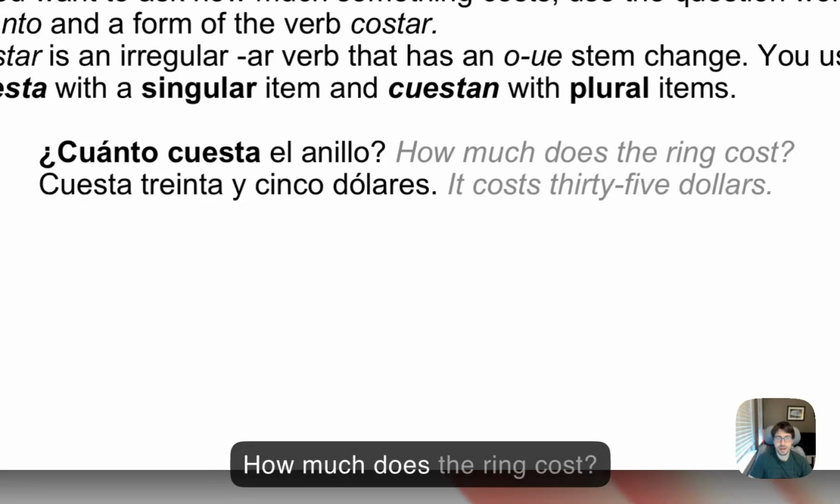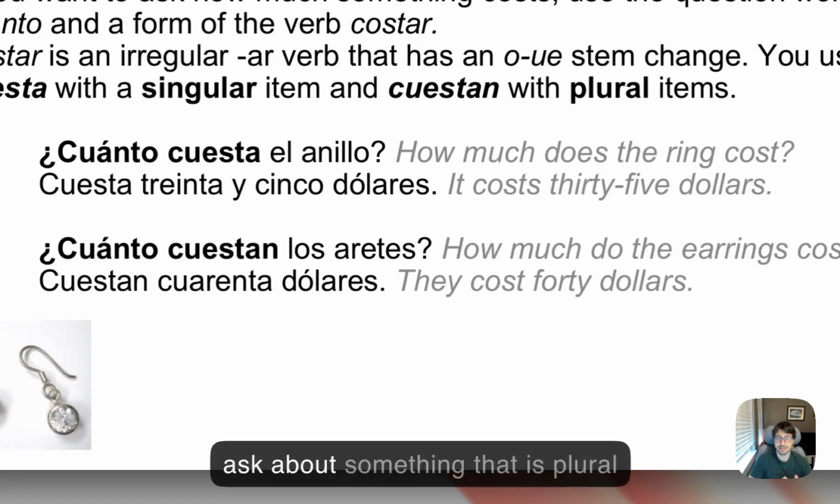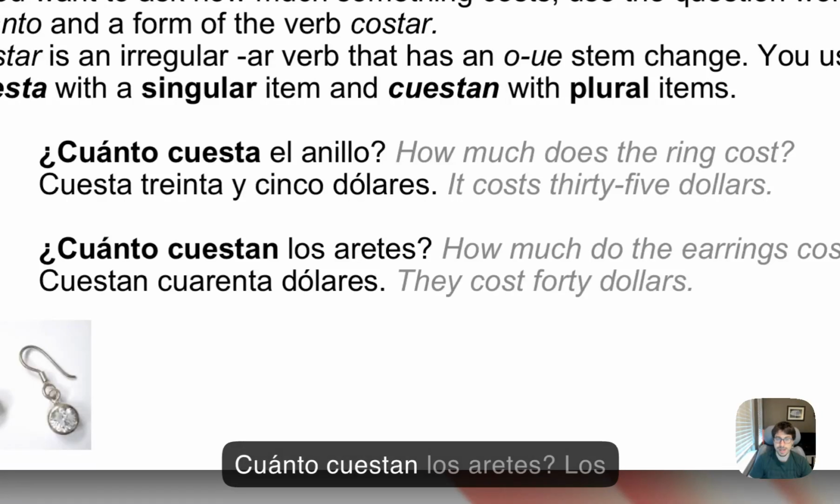How much does the ring cost? Cuesta $35. If we want to ask about something that is plural, like the earrings, we would say, ¿cuánto cuestan los aretes? Los aretes cuestan $40.